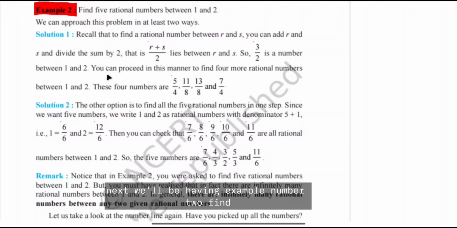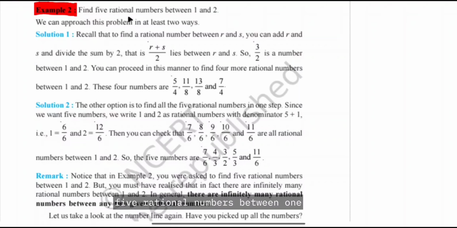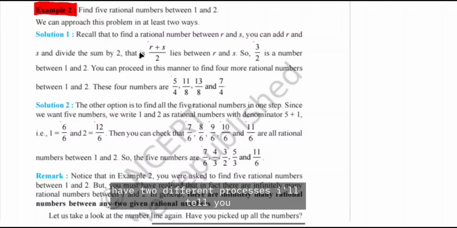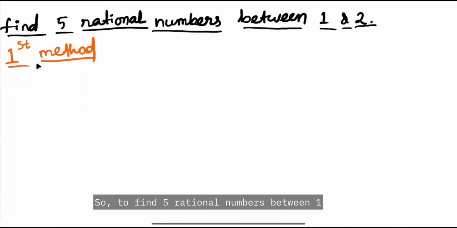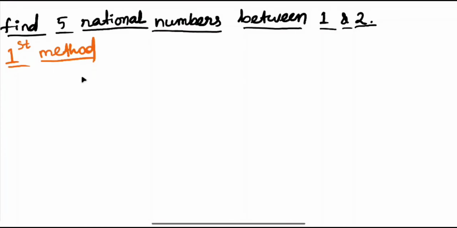Next, we will have example number 2. Find 5 rational numbers between 1 and 2. In order to understand this, we will have two different processes. Whichever you like or find easier, you should follow that process. So to find 5 rational numbers between 1 and 2, let's see the first method.